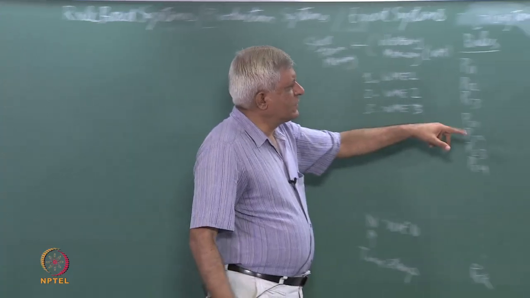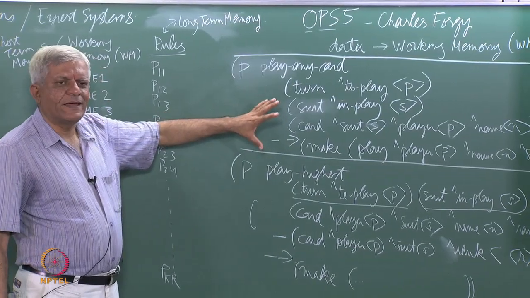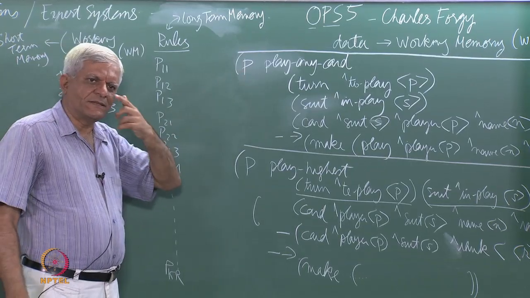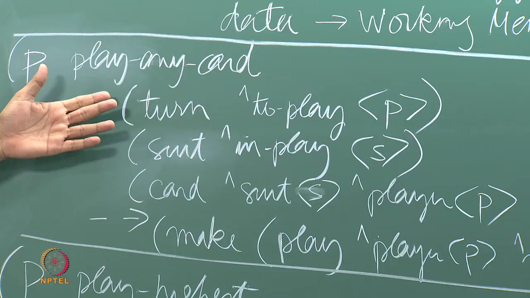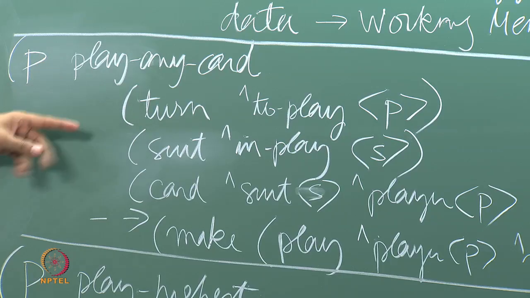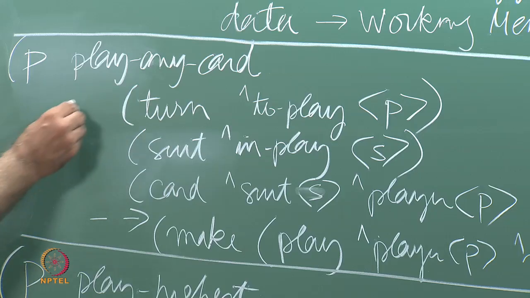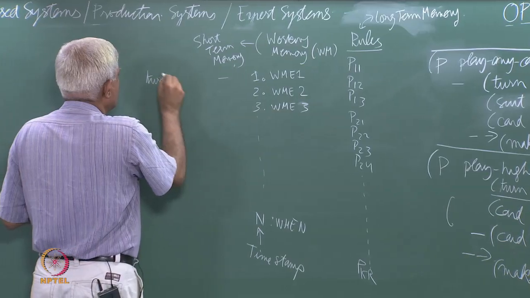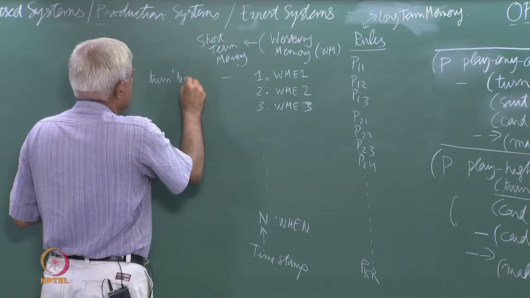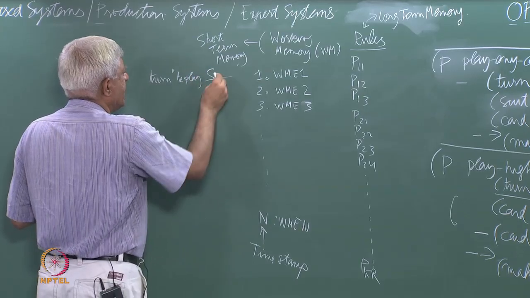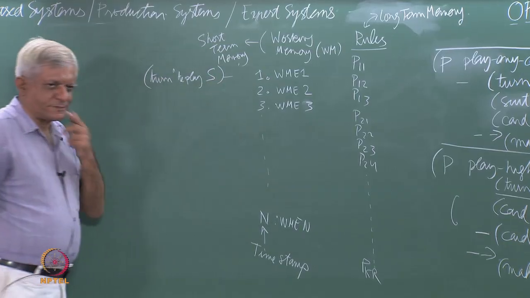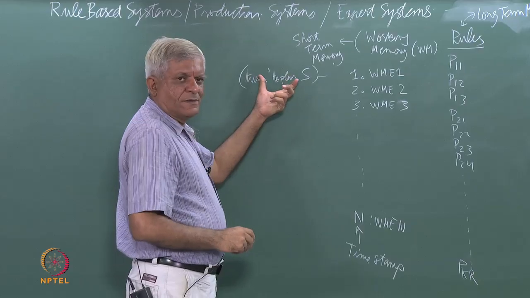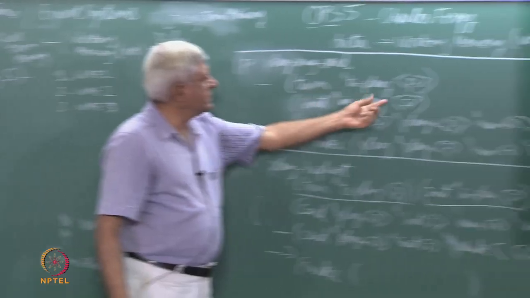So, if you look at this first rule for example, it says that to play any card, it does not specify which card to play. Now, if you are just starting the game, let us say one of the working memory elements is this here. Let us say this one is turn to play S. So, let us say S is the name of a player. So, it is S's turn to play. So, there is a piece of data, here there is a pattern which says turn to some variable name.